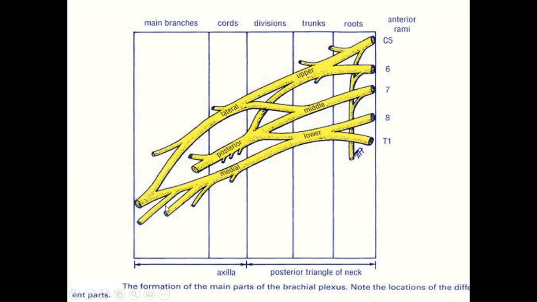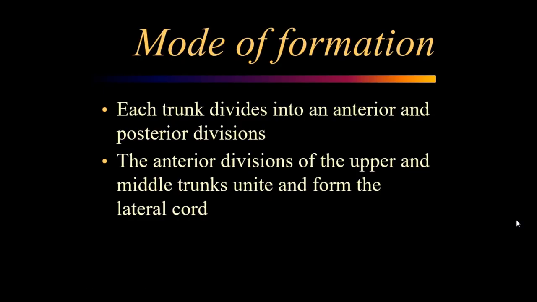Then the branch stage. So with this one picture, you should be able to understand the brachial plexus stages. Each trunk, as we have seen already in the picture, divides into anterior and posterior divisions. Anterior divisions of the upper and middle trunks unite and form the lateral cord.